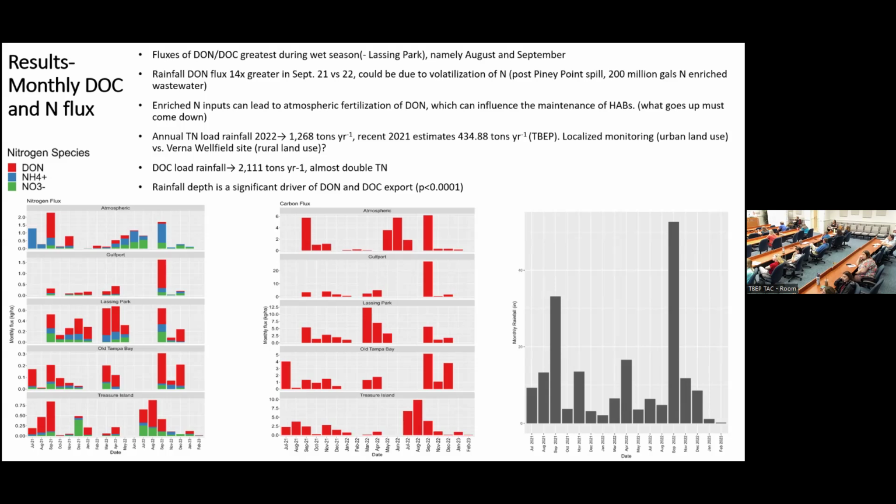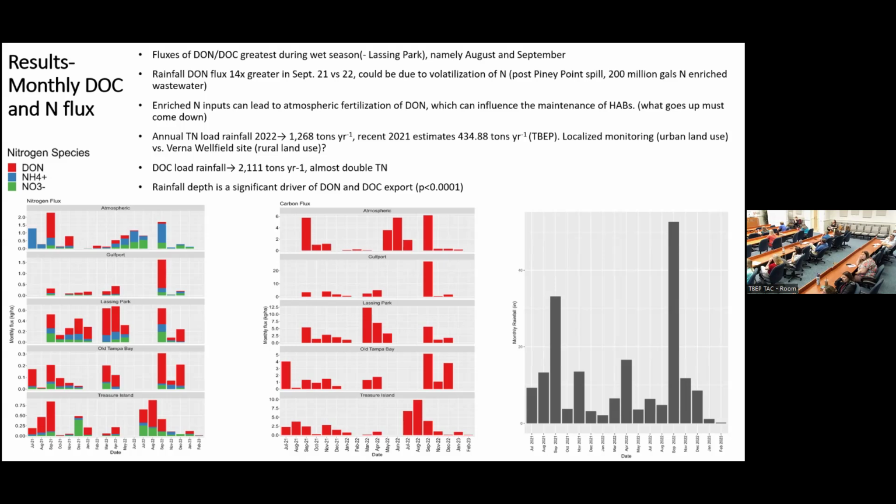So what we're seeing essentially is that the fluxes of DON and DOC were the greatest during the wet season, except for Lansing Park. That was always an outlier in this study, namely in the months of August and September. An interesting finding from the study was that rainfall DON flux was 14 times greater in September of 2021 versus 2022. And if you all remember, we had a horrible Piney Point wastewater spill.